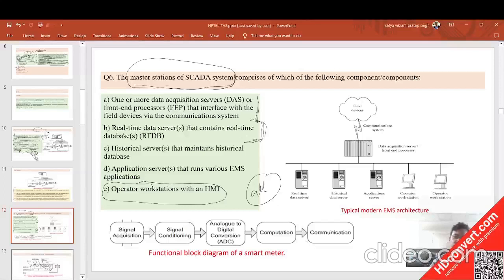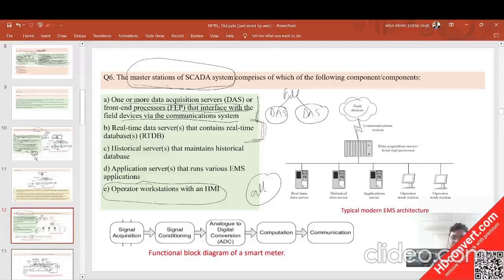Okay, let's find out which one is correct, which is false. First one is saying that one or more data acquisition center servers or front-end processors interface with the field devices via the communication network. If you see what it is saying, the data acquisition systems can be one or multiple, and the front-end processor interfaces with these field devices. If you see the right side image also, the field devices are connected to some communication system, this data acquisition server.